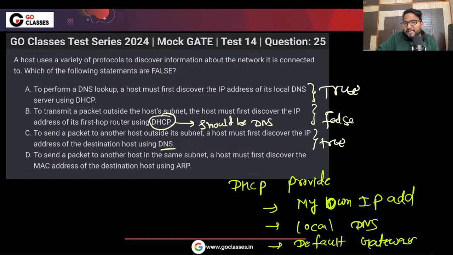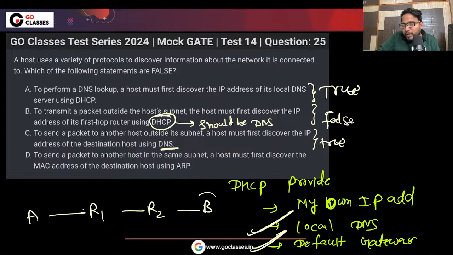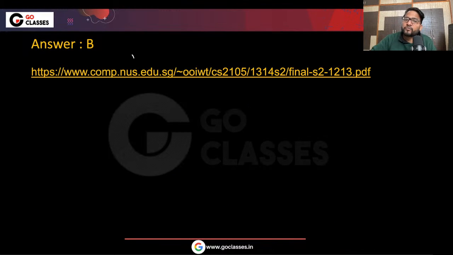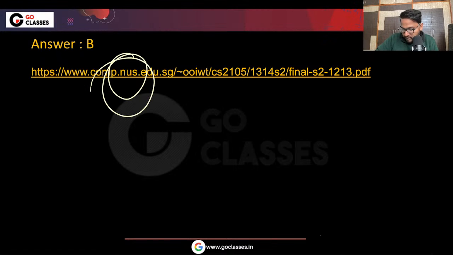Okay, using DNS, you get to know the IP address of someone else. That's why this is true. Using DHCP, you don't get to know the IP address of someone else, some host. You get to know the IP address of the local DNS. You get to know the IP address of the default gateway. Let's suppose this is R1, this is R2. Using DHCP, you don't get to know the IP address of B, right? Using DNS, you get to know. This is a direct screenshot from NUS University.